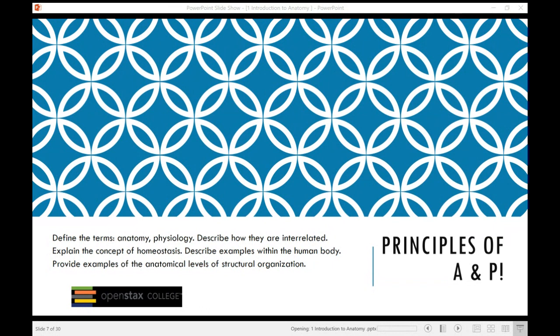We're going to explain the concept of homeostasis, describe examples within the human body, and we're going to provide examples of the anatomical levels of the structural organization. I'm so excited to get started with you.